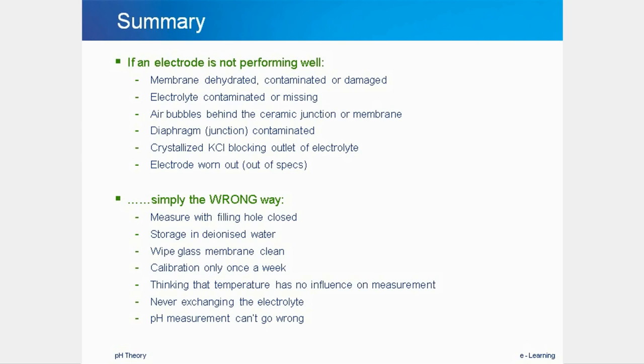What should never be done during a pH measurement is to keep the filling hole closed when measuring. The electrode should never be stored in deionized water or the membrane wiped clean. It should be calibrated often enough, and temperature influence needs to be taken into account. The electrolyte should be changed regularly, and one should be aware that there are things which can go wrong with pH measurements. Never take the measurement for granted.